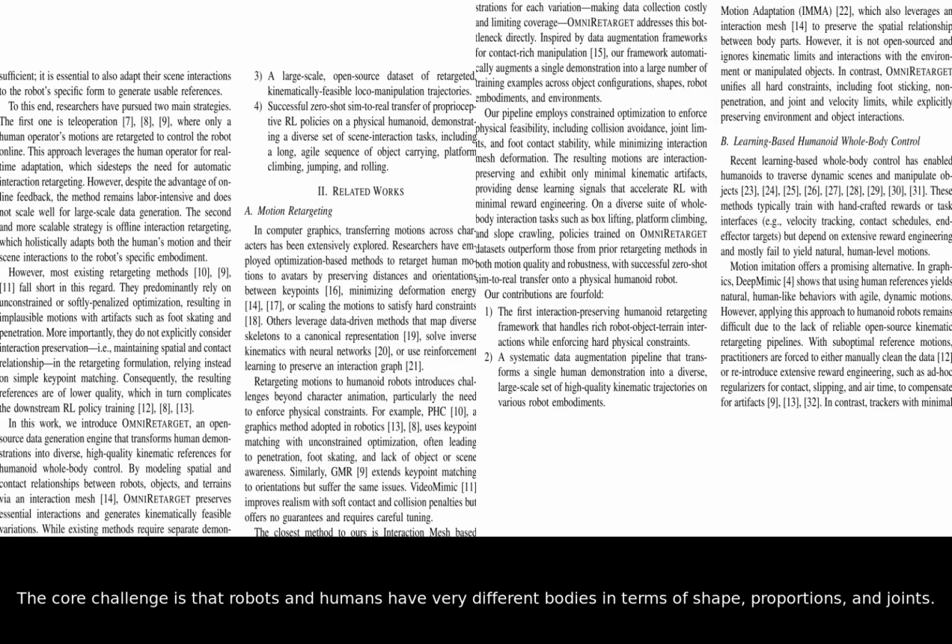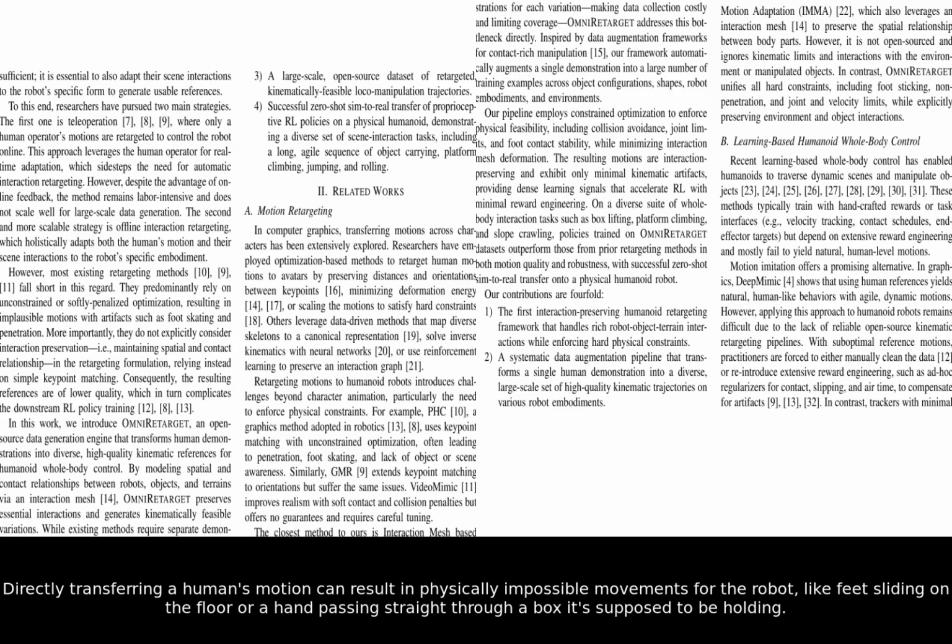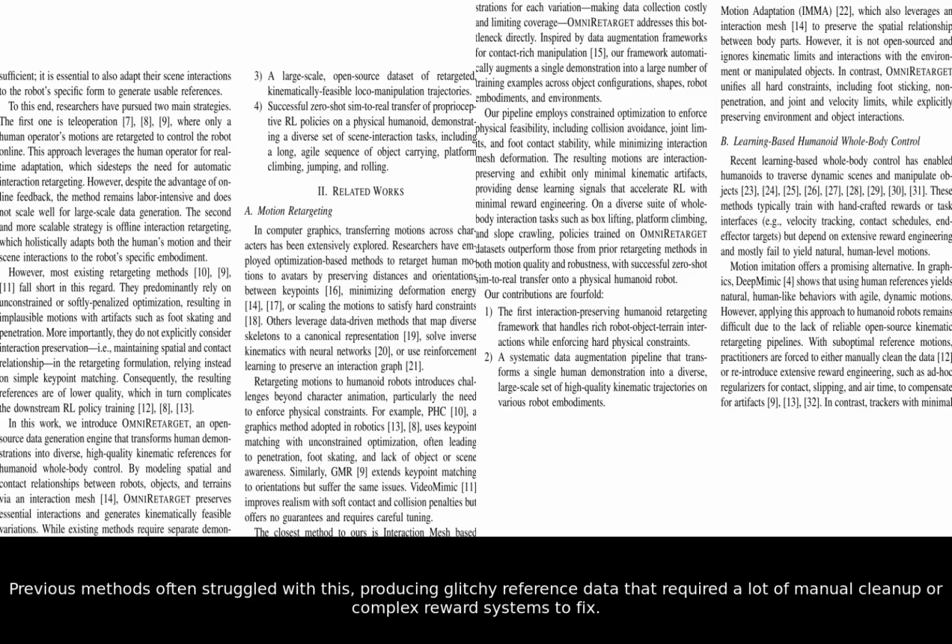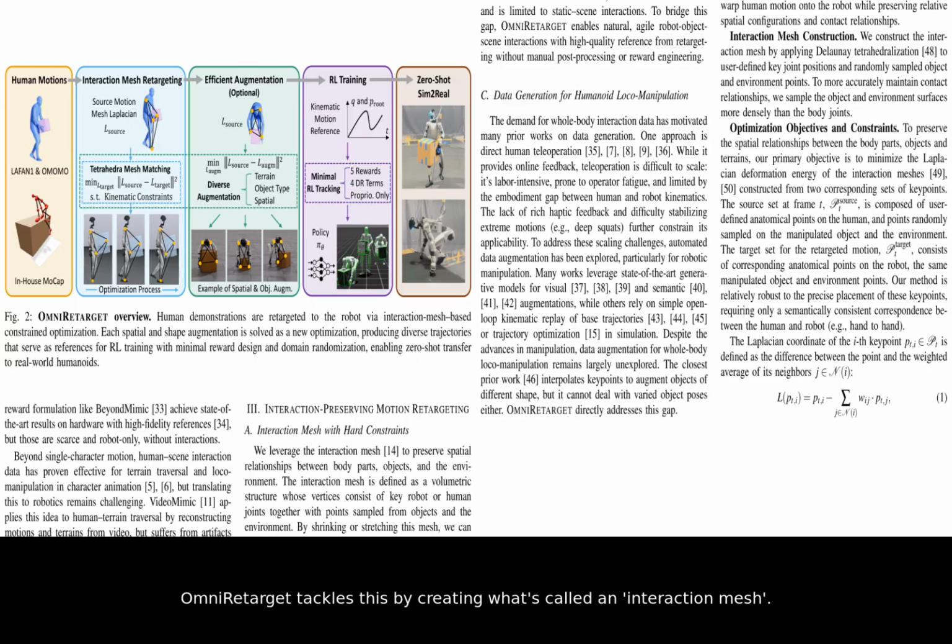The core challenge is that robots and humans have very different bodies in terms of shape, proportions, and joints. Directly transferring a human's motion can result in physically impossible movements for the robot, like feet sliding on the floor or a hand passing straight through a box it's supposed to be holding. Previous methods often struggled with this, producing glitchy reference data that required a lot of manual cleanup or complex reward systems to fix. OmniRetarget tackles this by creating what's called an interaction mesh.